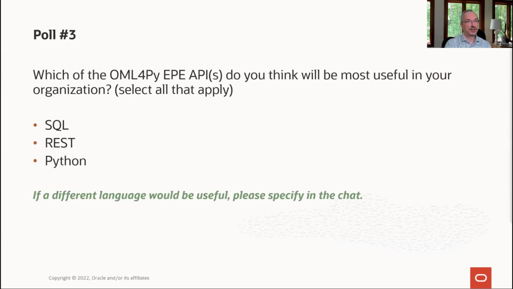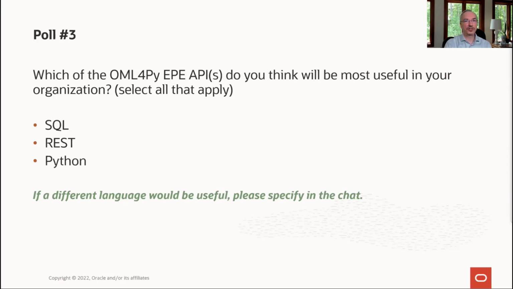And the results are in. We have certainly two-thirds of our audience interested in SQL. Of course, 71%, I would not be surprised by that, is for Python. And REST is about one-third of our users. So that is very good to see. Thank you for participating in that poll.